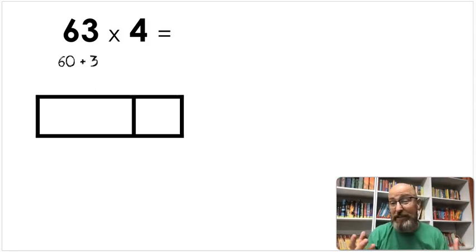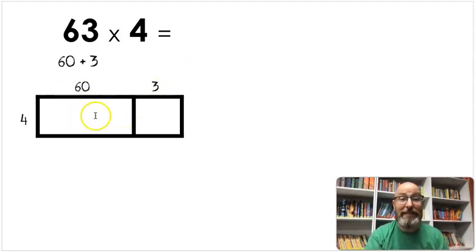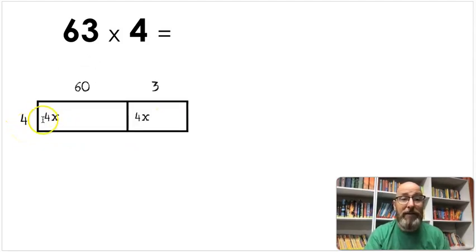Now, since I broke 63 up into a 60 and a 3, I only need 2 boxes. One for the 60 and one for the 3. So I've got my 60 box and my 3 box. But we're multiplying both numbers times 4. So this row I like to call the 4's row, because everything in this row gets multiplied by 4. This is the 60 column because everything here gets multiplied by 60. And this is the 3 column, and everything here gets multiplied by 3. And you might be thinking to yourself, that's not really a big column yet. It's going to get bigger, but I want to get in that practice because the structure is important.